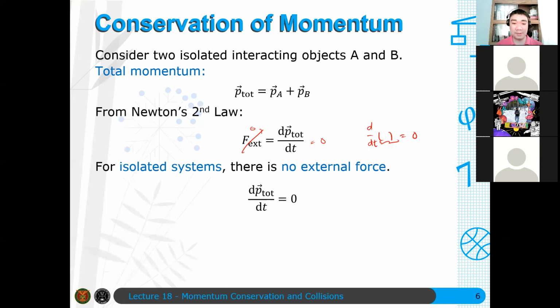dP/dt is equal to 0, and therefore, the total momentum is constant, and hence, if we measure it at some initial time and at some final time, that total momentum should be the same. That is, the total momentum at some initial state is equal to the total momentum at some final state. Okay? Clear ba yon? So that's basically what conservation of momentum is.